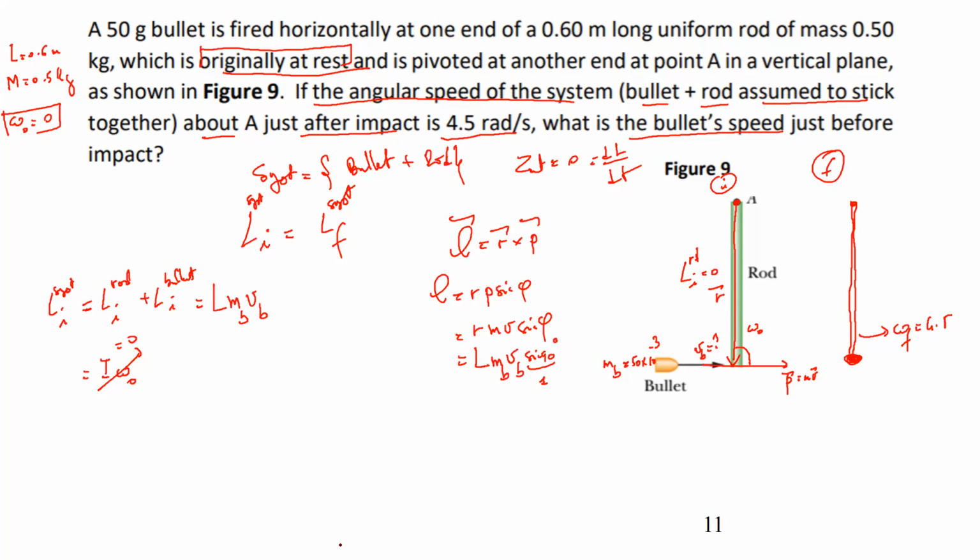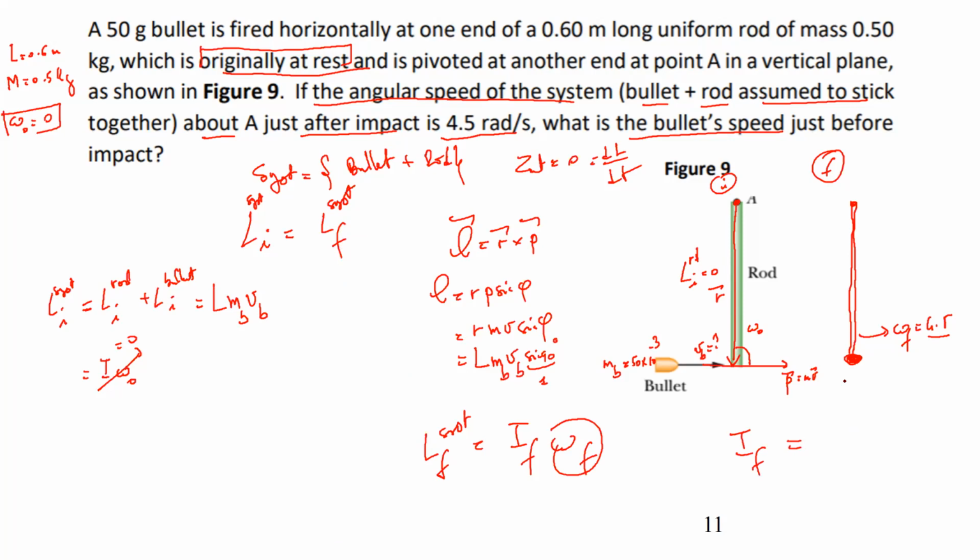Do you agree with me? Okay. Now, what is the final angular momentum of my system? The final angular momentum of my system is just I final multiplied by omega final. By the way, I know omega final. Omega final is 4.5. But what is I final?